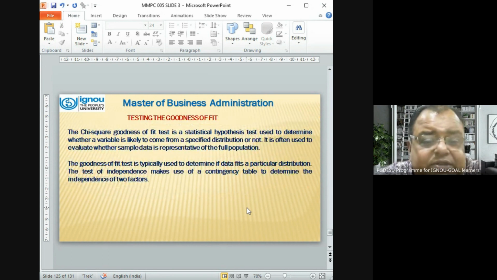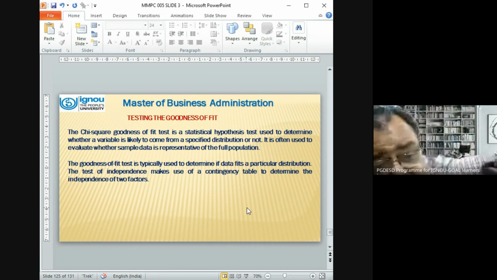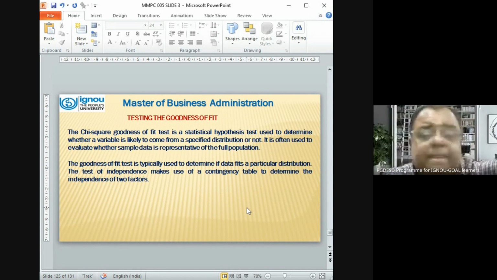Testing the goodness of fit. The chi-square goodness of fit is a statistical hypothesis test used to determine whether a variable is likely to come from a specified distribution or not. It is often used to evaluate whether a sample data is representative of the full population. A goodness of fit test is typically used to determine if data fits a particular distribution.